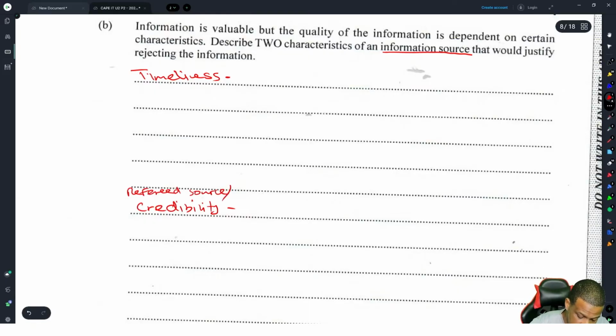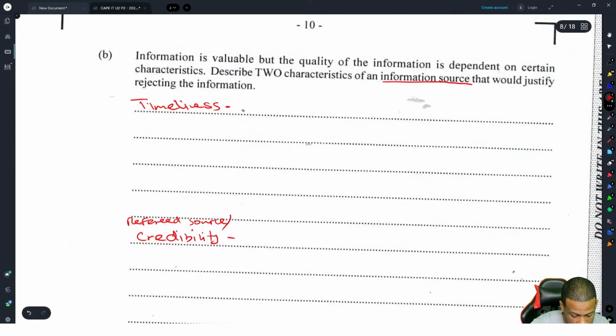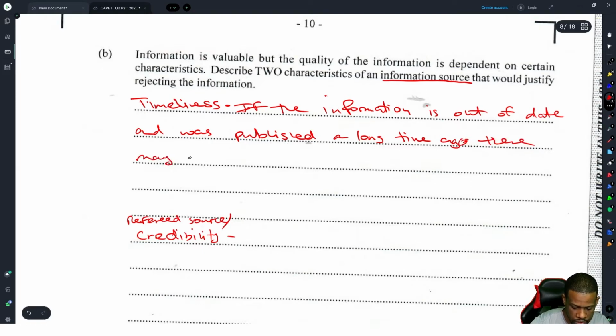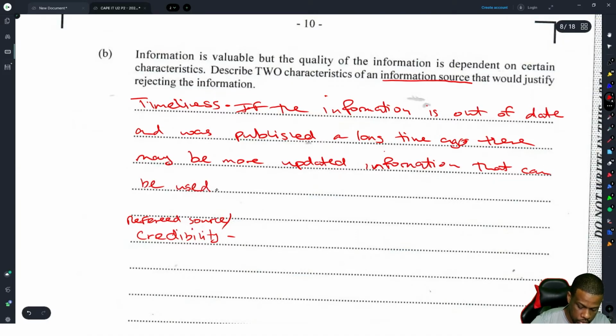Let's go with timeliness. If the information is out of date and was published a long time ago, there may be more updated information available. Example, stock prices from last month.